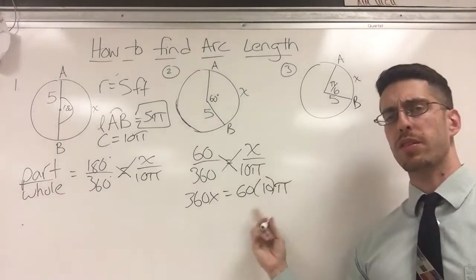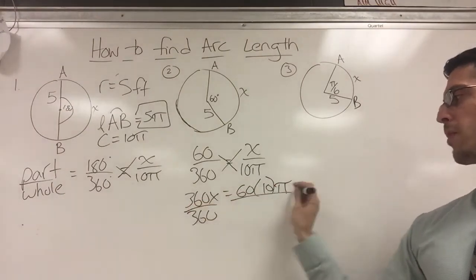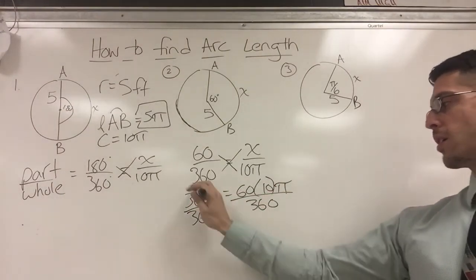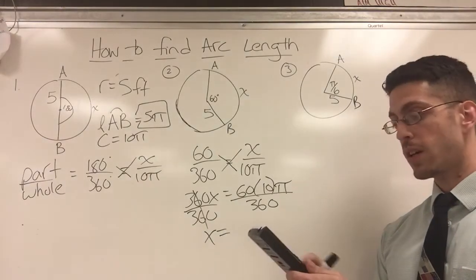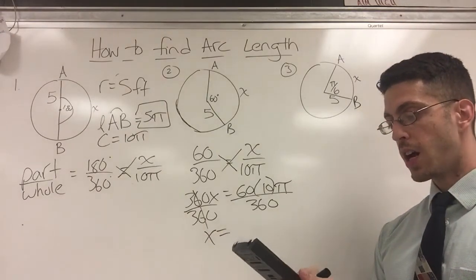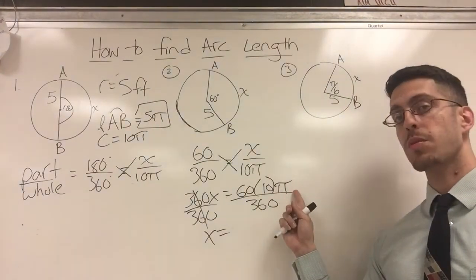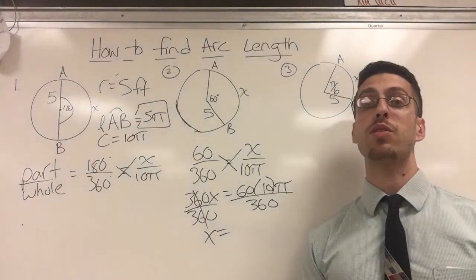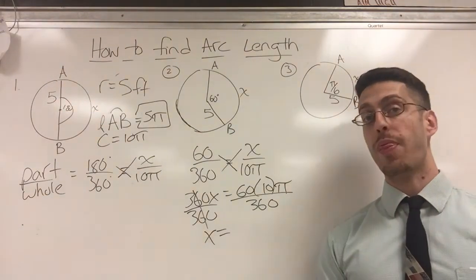I don't think you need the parentheses. It doesn't matter. So how do I get x alone? I divide by 360. Divide by 360. X equals whatever this is. So you go to your calculator. Let's see. 60 times. Now if the question says leave it in terms of pi, then leave it in terms of pi. But the question might say round to the nearest tenth or hundredth. So I'm going to do that. I'm going to round to the nearest tenth.